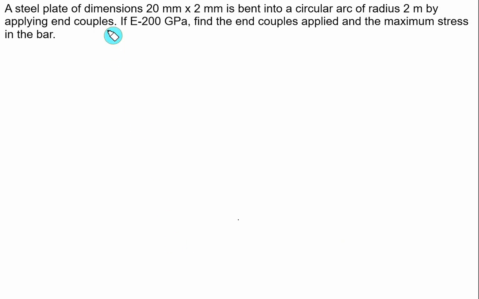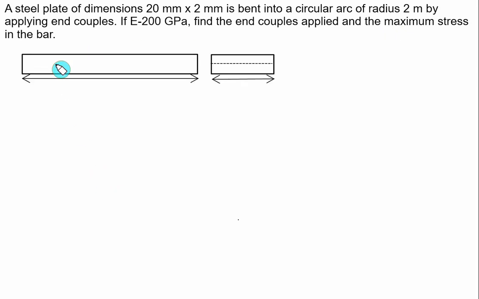A steel plate of dimensions 20 mm by 2 mm, that is, 20 mm is the width and 2 mm is the thickness, is bent into a circular arc of radius equal to 2 meter by applying end couples. If the Young's modulus is equal to 200 gigapascal, find the end couples applied and the maximum stress in the bar. So we'll consider here one steel plate of length equal to L.